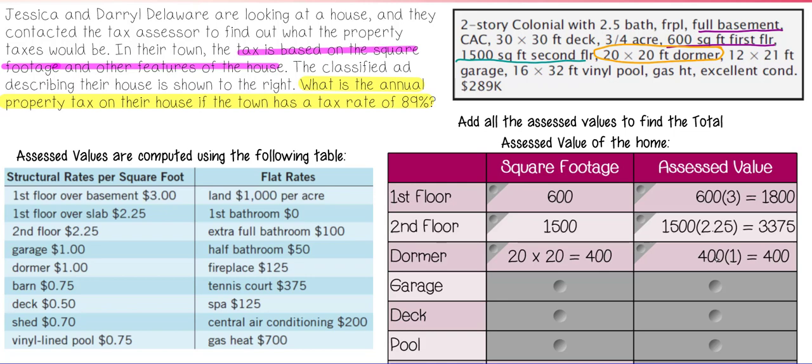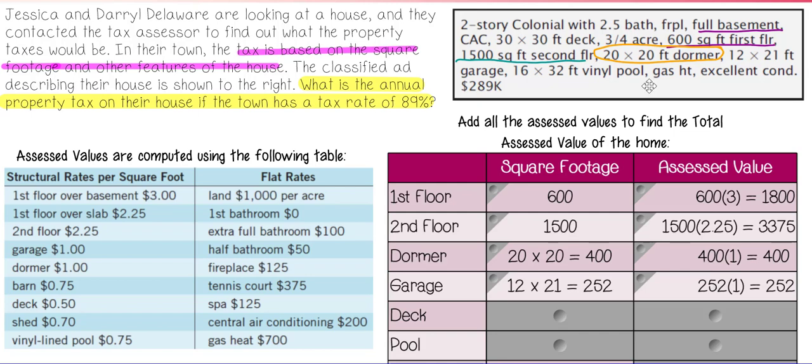There is a garage. That was also in the list, 12 by 21 foot garage. So we need to do the square footage. 12 times 21 is 252. Garage is $1. So that is $252.